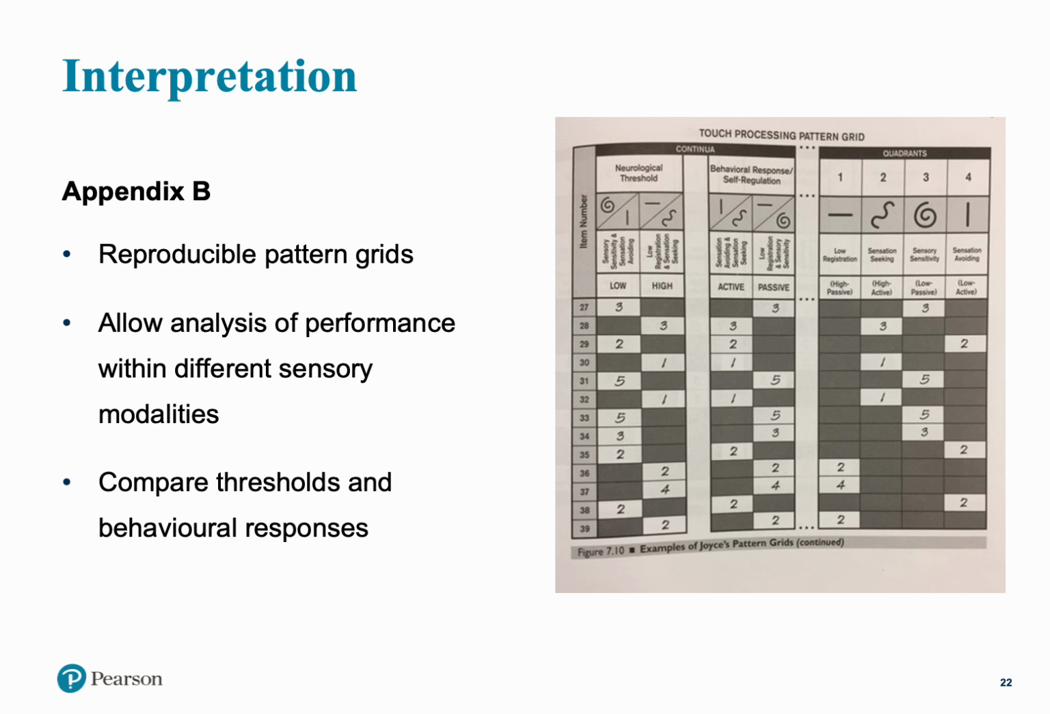So here's an example of the Appendix B I was referring to previously, and this provides a visual representation of a person's processing, separated into each of the different areas. You can see on the right, this is the touch processing pattern grid, and it breaks it down into that neurological threshold and that behavioral response, and plots the numbers so you can see how that person is responding to each of the items, as well as plotting it into the quadrant side. So this allows the analysis of performance within different sensory modalities and compares thresholds and behavior responses. When you complete this on Q Global, this is done for you, so it is a little bit more time effective.